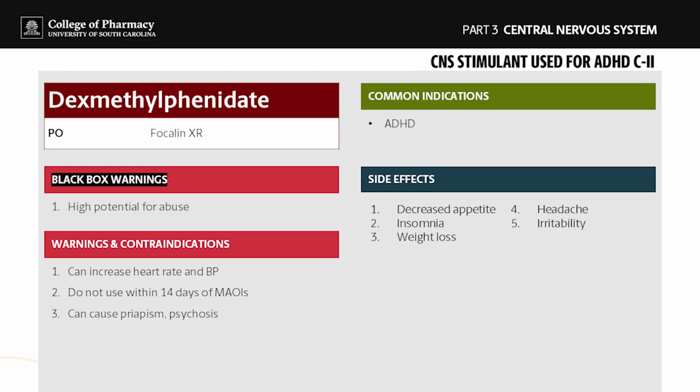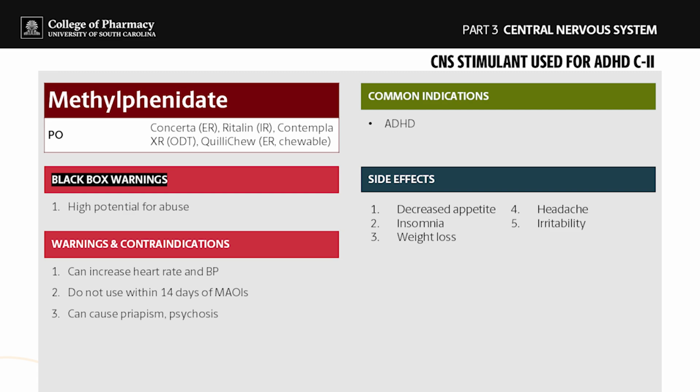So now we're going to go to some CNS stimulants. This is Dexmethylphenidate. The brand name is Focalin XR, and the indication is for ADHD. Some of the side effects would be the same as the Strattera: decreased appetite, insomnia, weight loss, headache, and irritability. It does have a higher potential for abuse because, remember we talked about controlled scheduling? This one is a Schedule II drug.